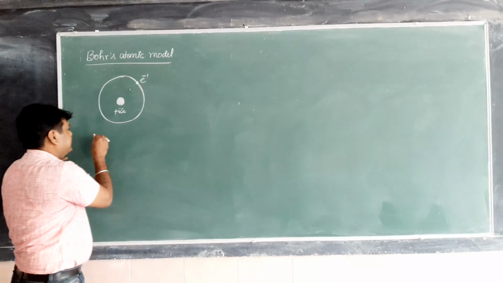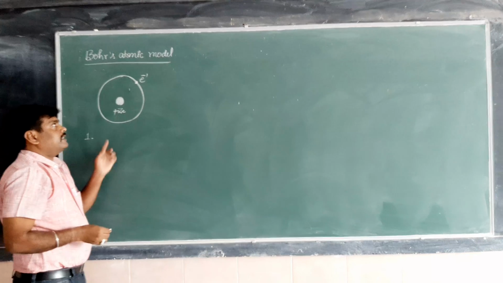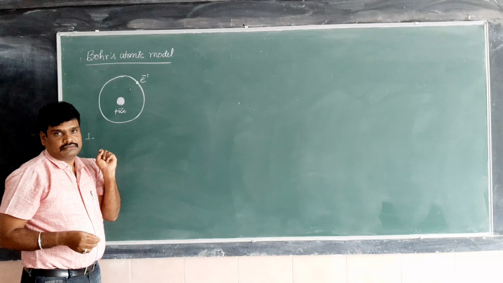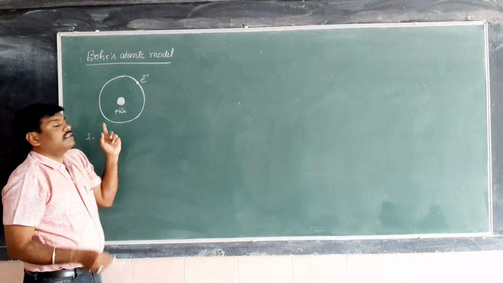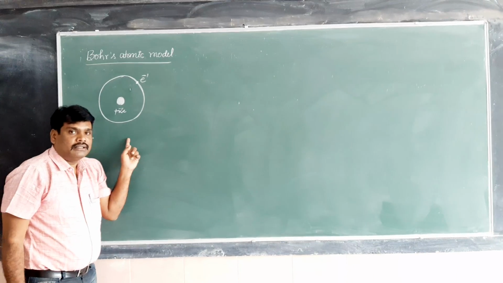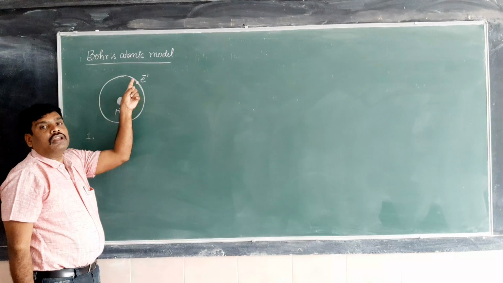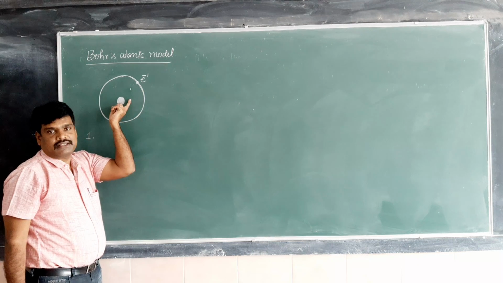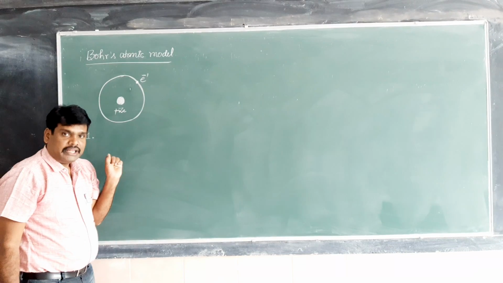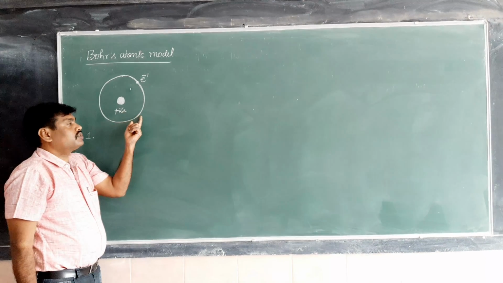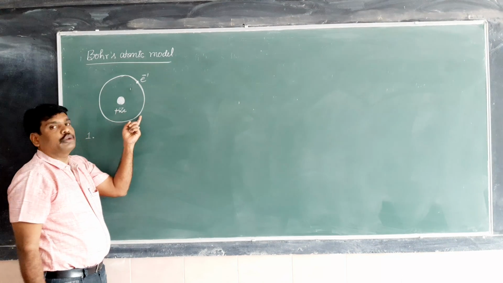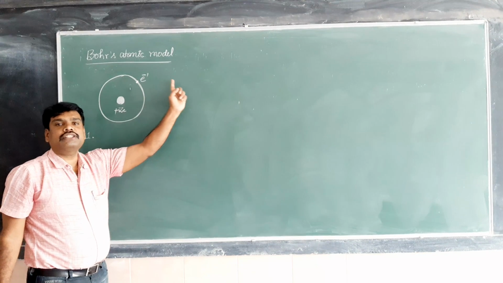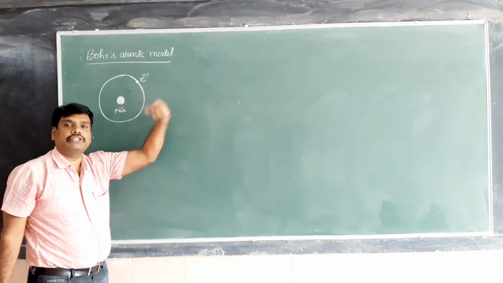The first postulate says about the structure of atom. It says about the stationary orbit. Very simple. Bohr's first postulate states that the electrons revolve in a stationary orbit around the nucleus in a circular path. This stationary orbit is fixed for a fixed electron. If the number of electrons increases, the number of stationary orbits also increases.